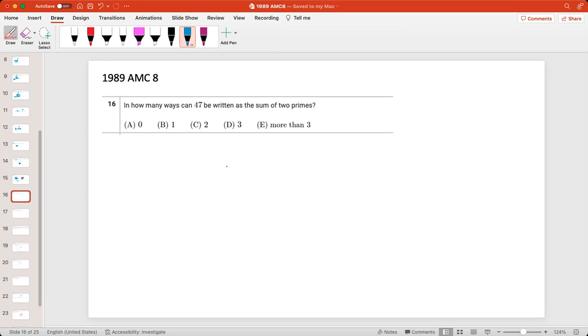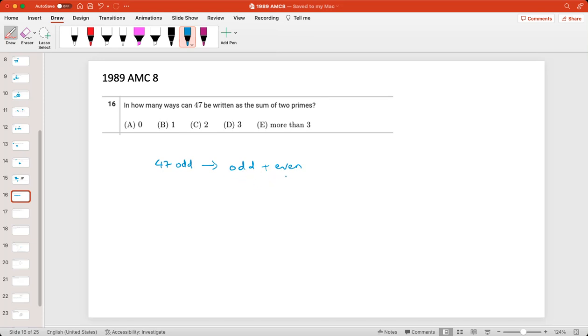In how many ways can 47 be written as the sum of two primes? So first of all, 47 is an odd number. So only odd and even can make odd, right? Odd and odd will become even. Even and even is even. So to get an odd number, you have to add an odd number to an even number.